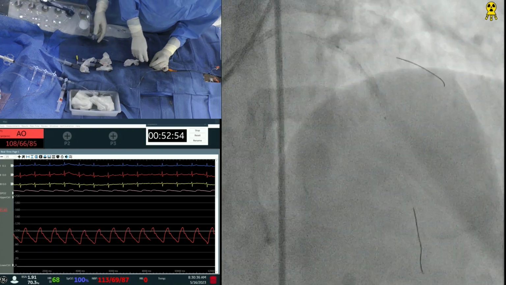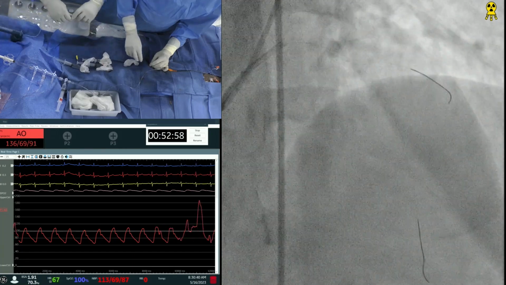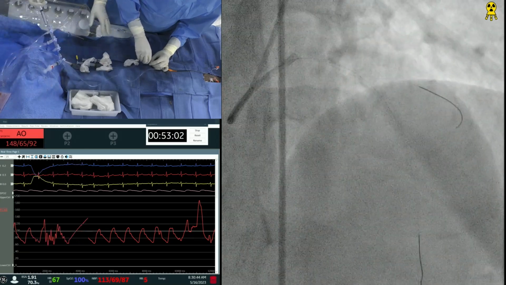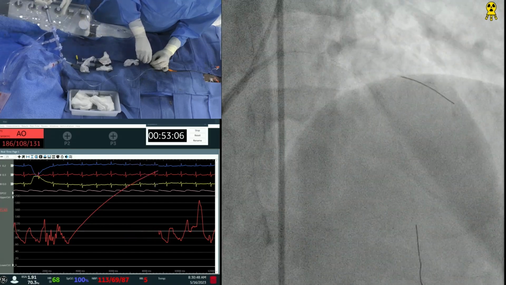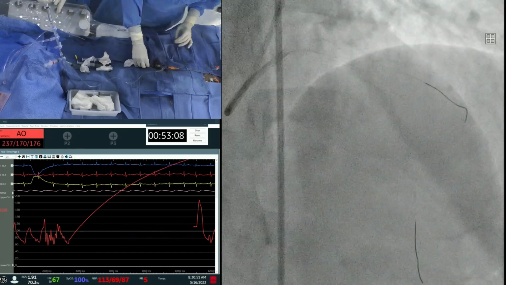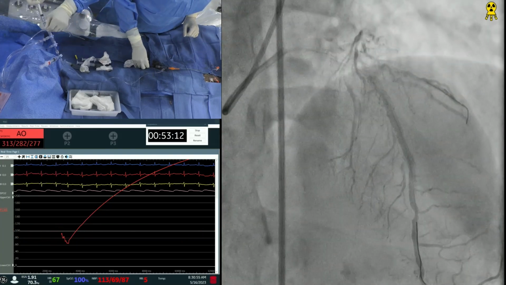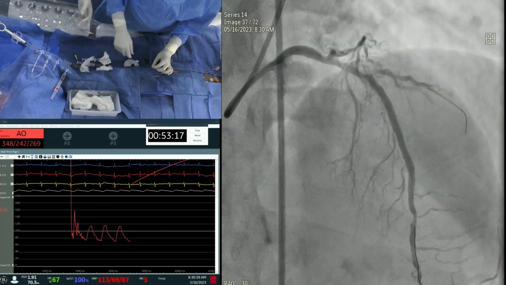I don't want to do IVL without imaging. Let's take a picture. You have to image first. We do the IVUS first, based on the IVUS only. Looks very good. We have a 2.5 balloon. No, open the diagonal first.